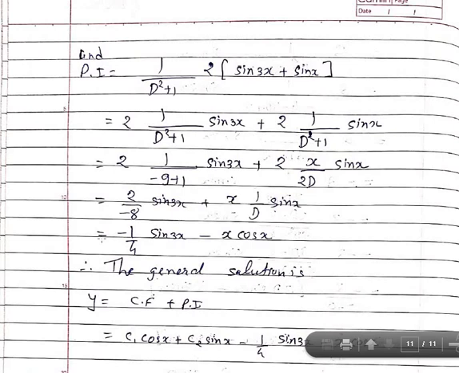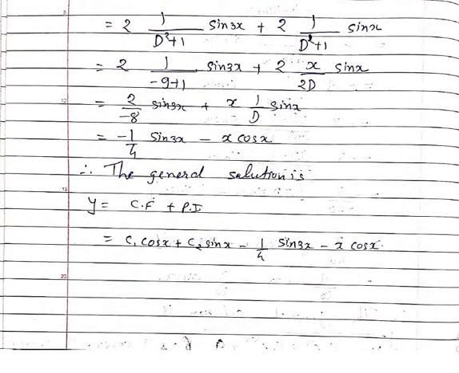So your PI will be minus 1 by 4 sine 3x minus x cos x, and therefore the general solution is y is equal to c1 cos x plus c2 sin x minus 1 by 4 sin 3x minus x cos x. Okay, so this is the case of sine and cos.